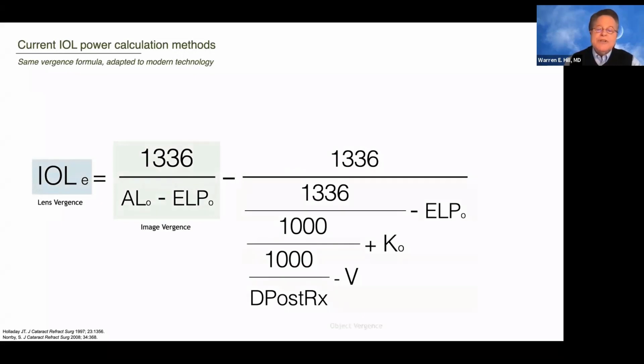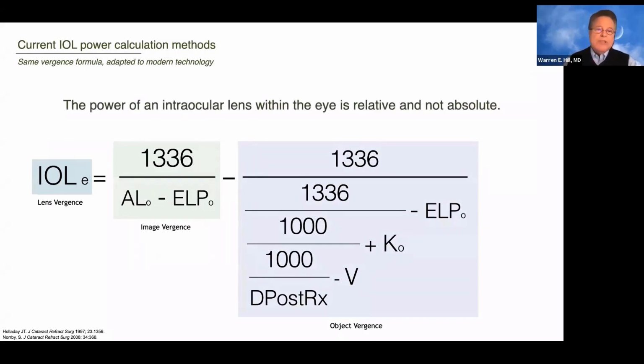Lens vergence equals image vergence equals object vergence. It's still a Gaussian formula. Now, the problem with this type of formula is that the power of an intraocular lens within the eye is relative, not absolute. So if you have a 21 diopter lens and it sits closer to the cornea or more posterior from the cornea, its relative power changes. We know that as the effective lens position.